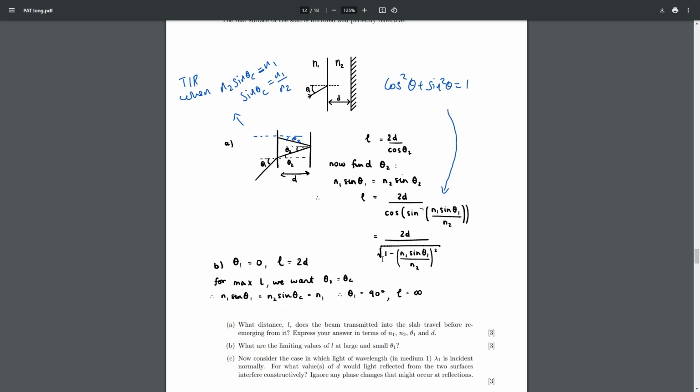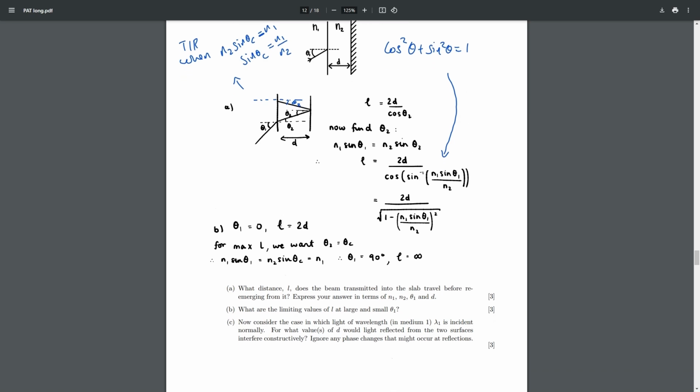So we're going to get 2d over the square root of 1 minus (n1 over n2 sin θ1) all squared. The step isn't shown using cos squared θ plus sin squared θ, so if you need to write that out to convince yourself, you should. Now we're asked for the limiting values of L at large and small θ1. So when θ1 is 0, L is just 2d.